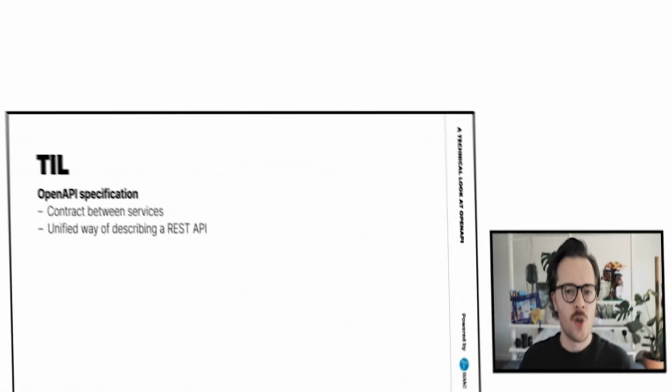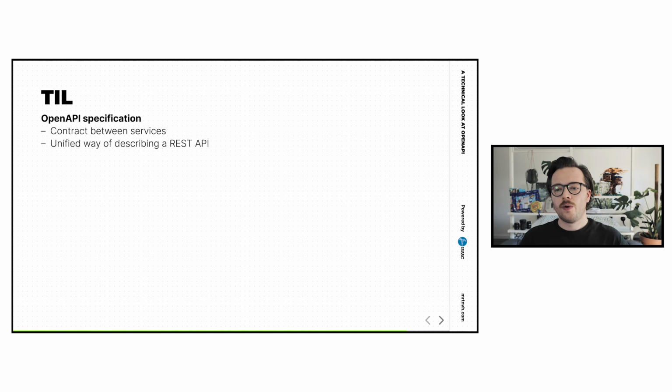So what did we learn today? Well, first of all, we learned that the OpenAPI specification is a contract between services. It's a unified way of describing a RESTful API. There are two major approaches to working with OpenAPI in your project. First approach is going code first. This is where your provider provides you with an OpenAPI document generated from their source code. Second approach is the design first approach, where you take the OpenAPI document as the single source of truth and let all stakeholders, consumers and providers contribute to the design of the API.